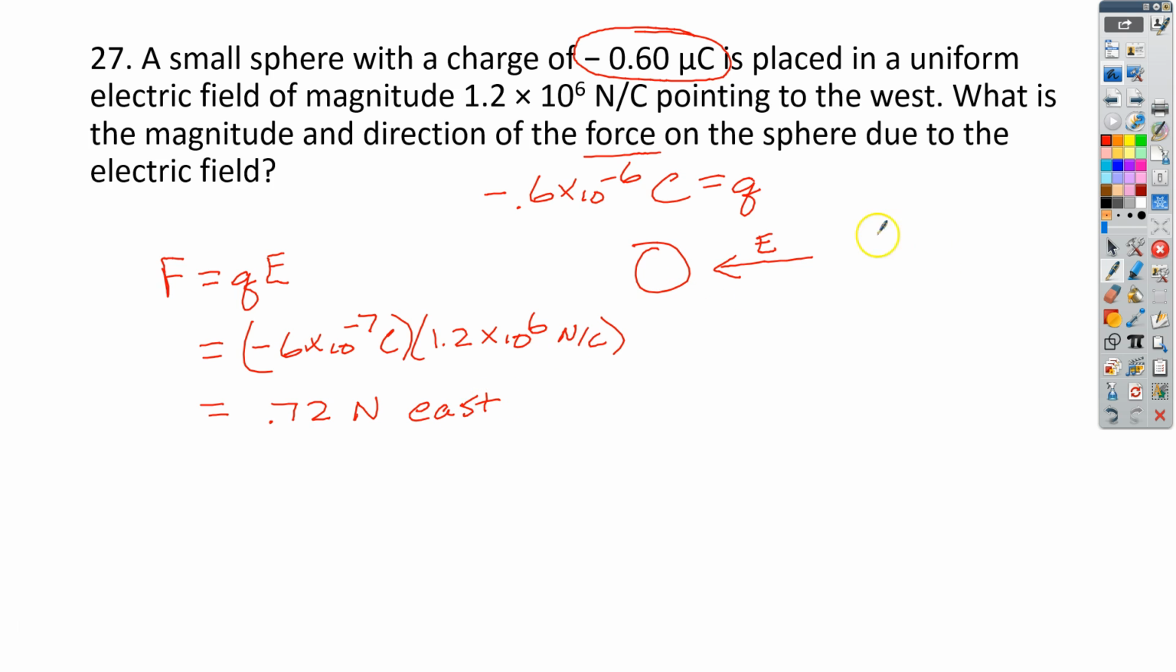Now, the reason that you can figure out it's going in the opposite direction is that the electric field looks like this around the sphere. So here's your sphere. This side has got to be positive, and this side's got to be negative, and your electric field is traveling in this direction. So if I have a negatively charged particle, the force is going to be towards the positive plate because opposites attract. And that is the end of number 27.